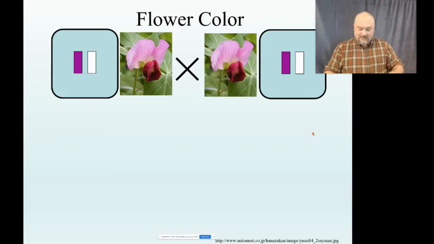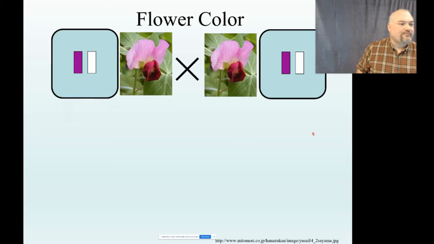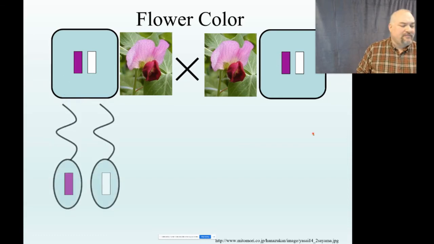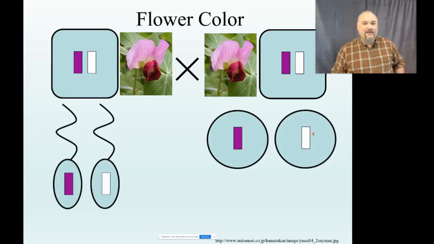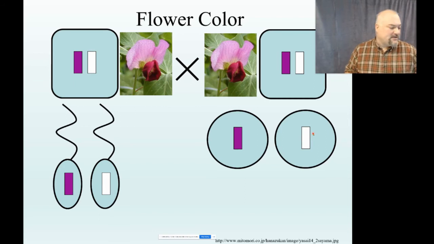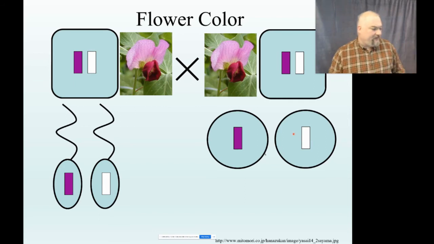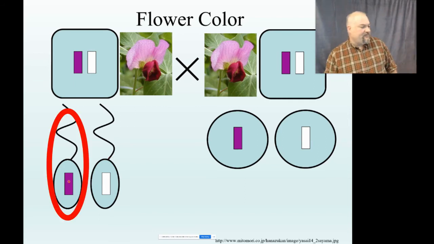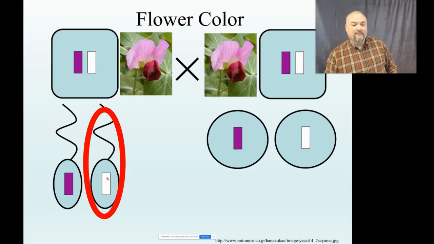Now, in this case, they're still each going to be able to pass on only half of their genes, or 1 allele for every gene in each particular egg or sperm. So in this case, with these heterozygous ones, one of the sperm is going to have the purple allele in it, the other one's going to have the white. Same thing with the eggs.